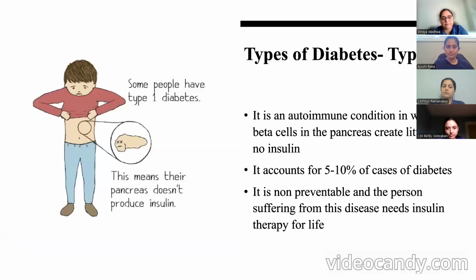Diabetes is a very common chronic disease and its prevalence increases with age. Next slide, please. There are various types of diabetes. The first one is type 1. It is an autoimmune condition in which beta cells in the pancreas create little to no insulin. It accounts for 5 to 10% of cases of diabetes. It is not preventable, and the person suffering from this disease needs insulin therapy for life. Next slide.